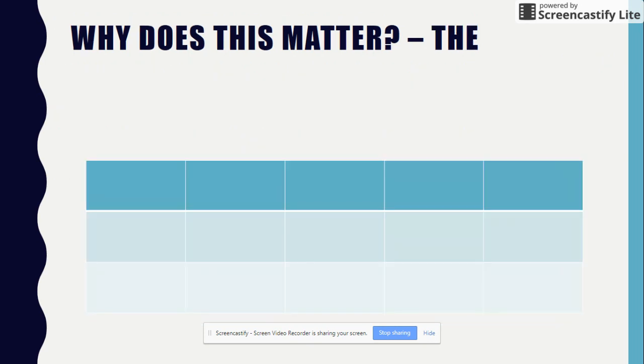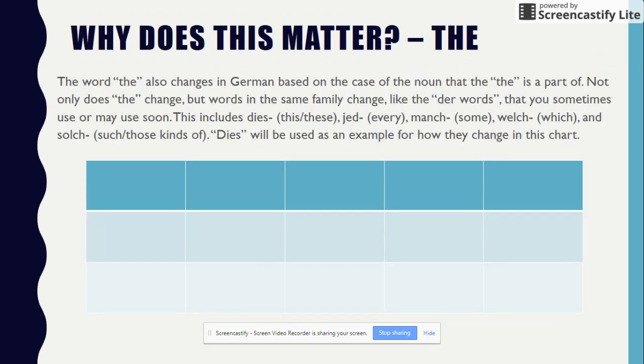Now we're going to look at "the". The word "the" also changes in German based on the case of the noun that "the" is part of. Not only does "the" change, but the words in the same family change, like the der words that you sometimes use or may use soon. This includes dies, jed, manch, welch, and solch. Dies will be used as an example for how they change in this chart.